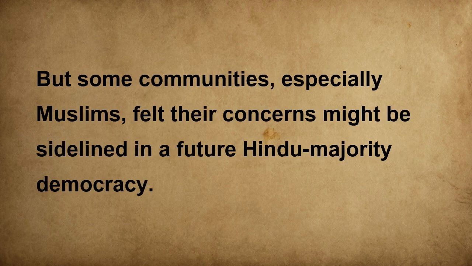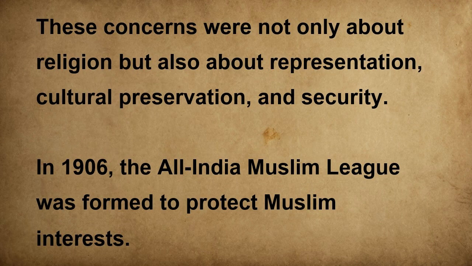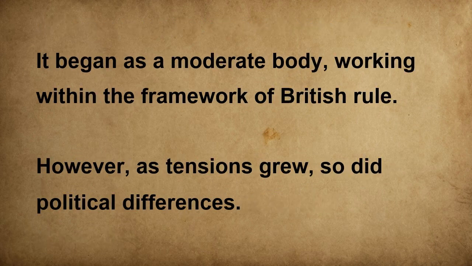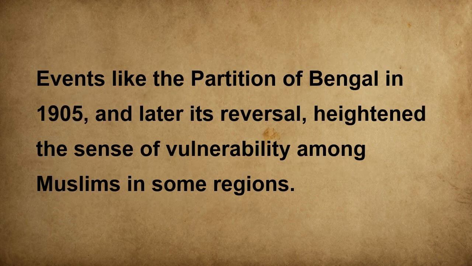But some communities, especially Muslims, felt their concerns might be sidelined in a future Hindu-majority democracy. These concerns were not only about religion, but also about representation, cultural preservation, and security. In 1906, the All India Muslim League was formed to protect Muslim interests. It began as a moderate body, working within the framework of British rule. However, as tensions grew, so did political differences. Events like the partition of Bengal in 1905, and later its reversal, heightened the sense of vulnerability among Muslims in some regions.